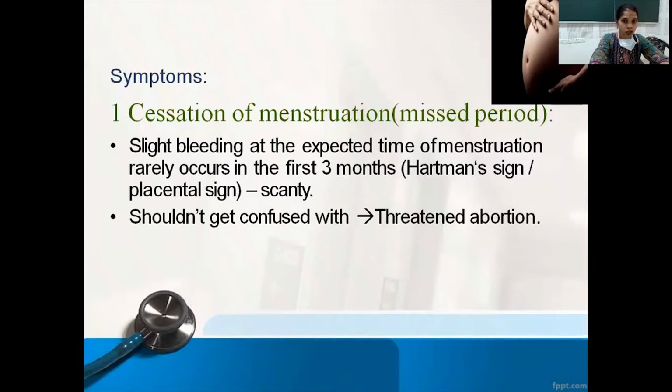That is scanty, not too heavy. If it is too heavy, we have to consider it as abortion. If it is slight and at regular intervals, it is called Hartmann sign or placental sign. That is implantation bleeding.